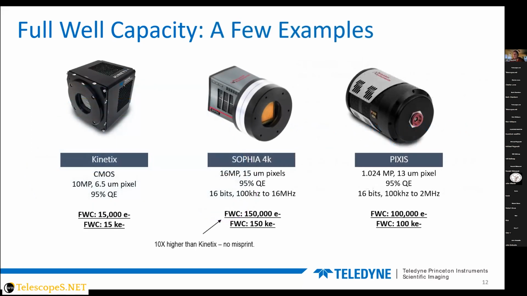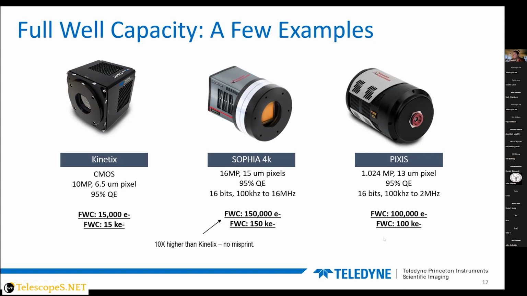And here are just a few examples using some of our cameras. This one on the left is a CMOS camera that we make. It uses a 6.5 micron pixel. You'll notice with the smaller pixel, the full well is smaller, 15,000 electrons. Not a surprise. It's not exactly linear, and I'll tell you why in a second, but it's really a function of pixel size. And so a larger pixel size camera like this Sophia shown here is going to have 10 times the full well capacity of the CMOS camera. Now you might think that means 10 times the dynamic range. Again, not quite that simple. We'll get there in a second, so bear with me.